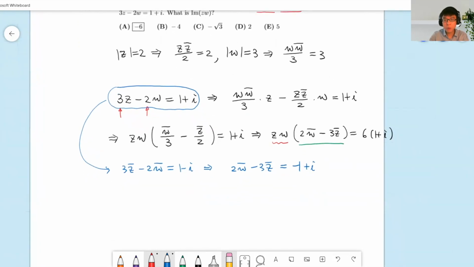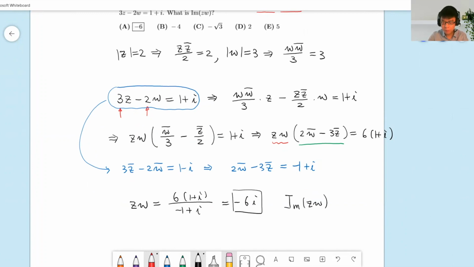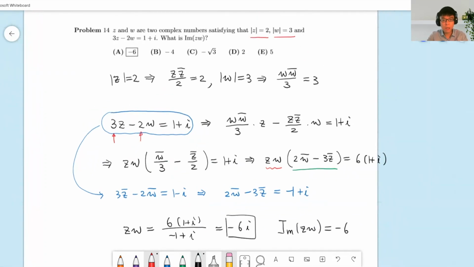All right, in this way, we are able to solve z times w. Z times w equals 6, 1 plus I over minus 1 plus I. And we simplify, this is going to be equals minus 6I. Okay, that means the imaginary part of z times w, which is minus 6. And therefore, our answer here is minus 6.